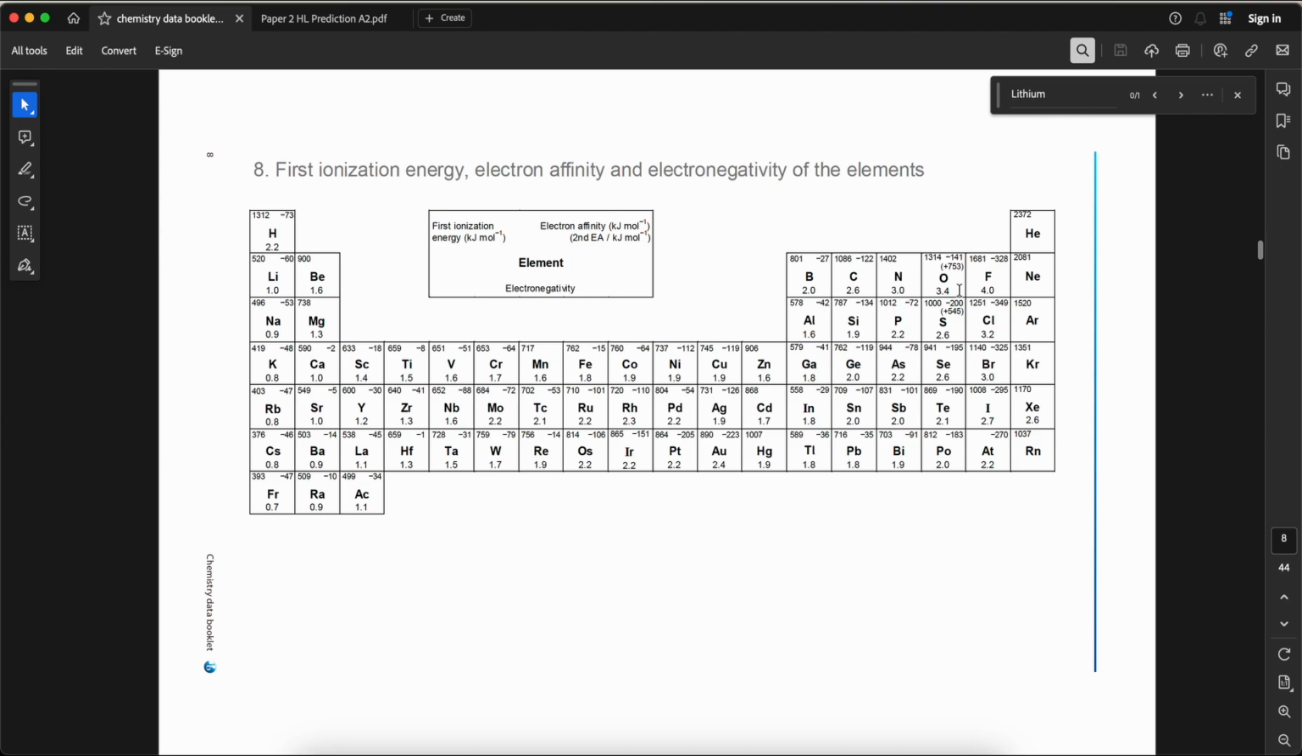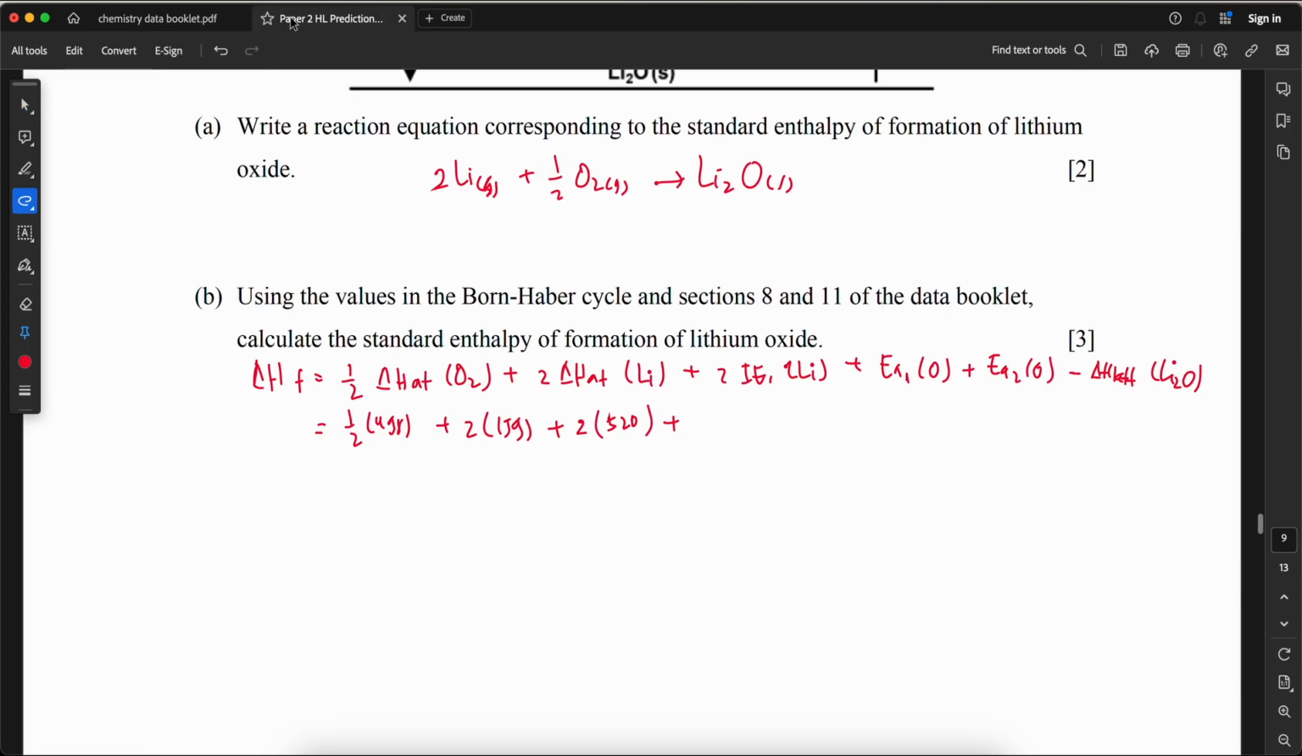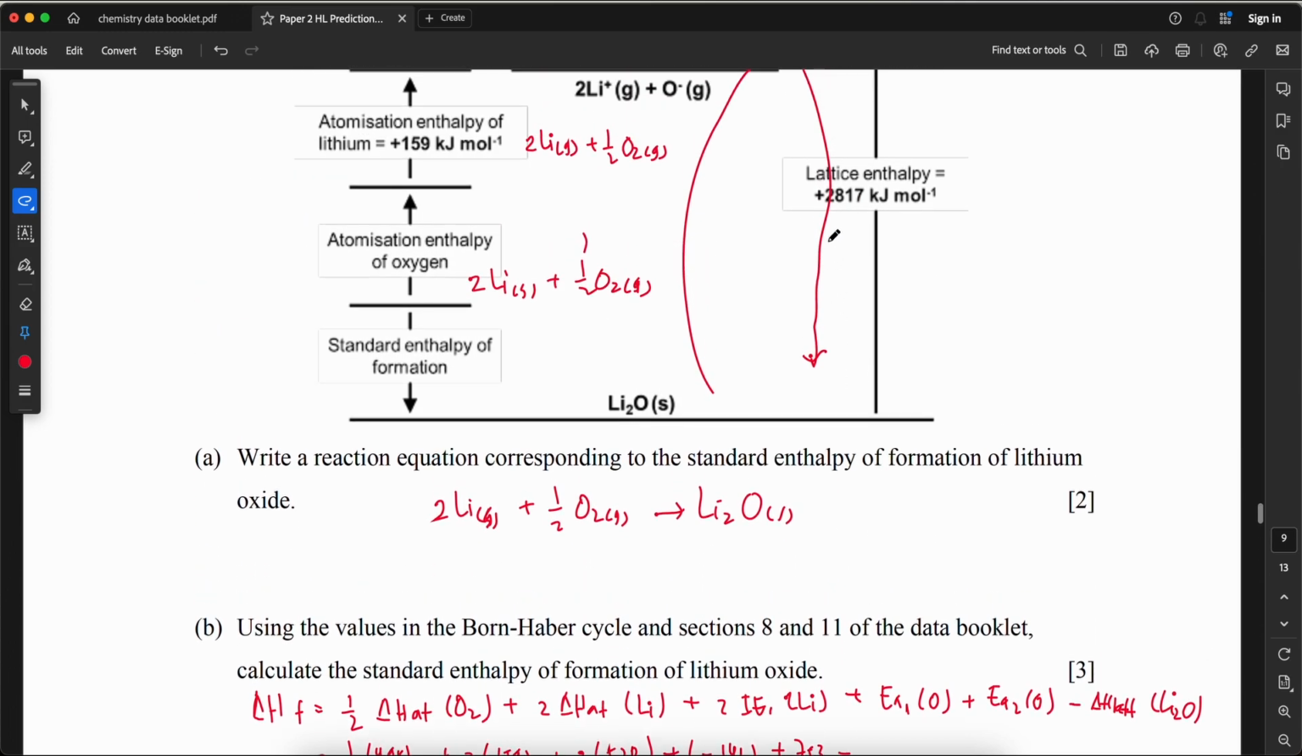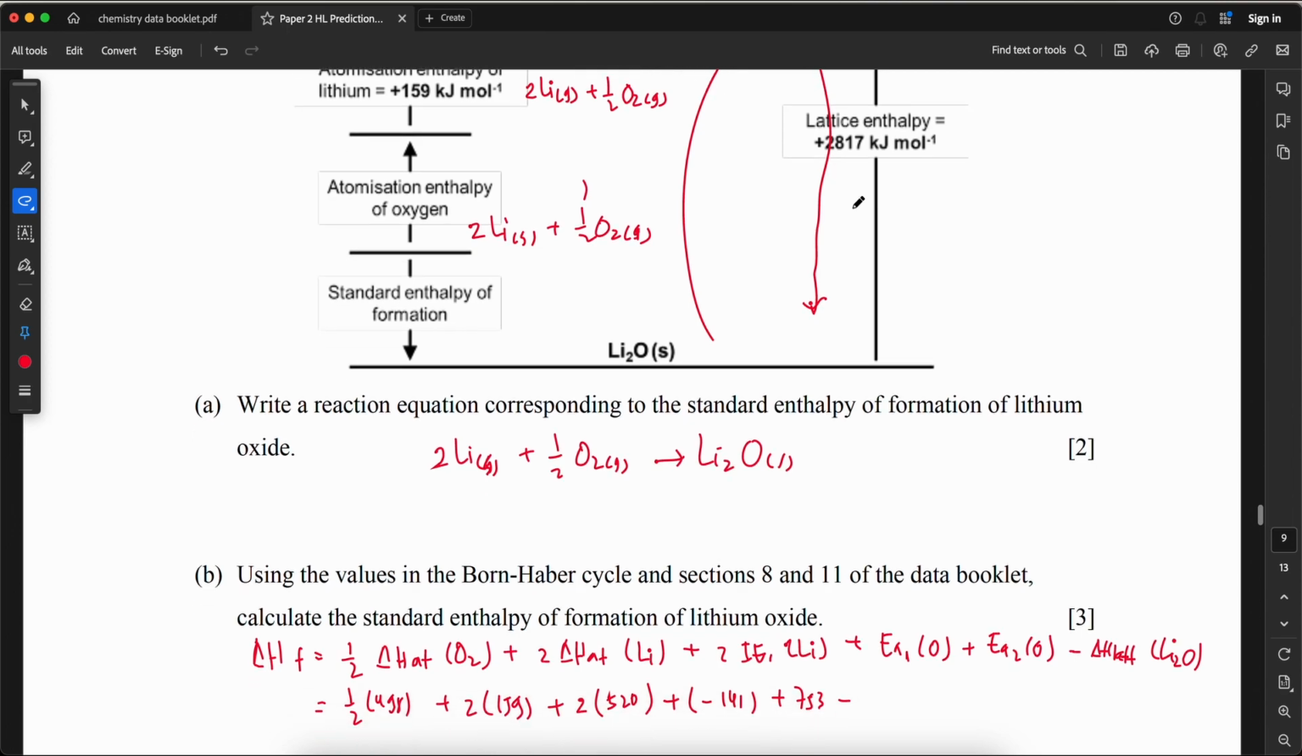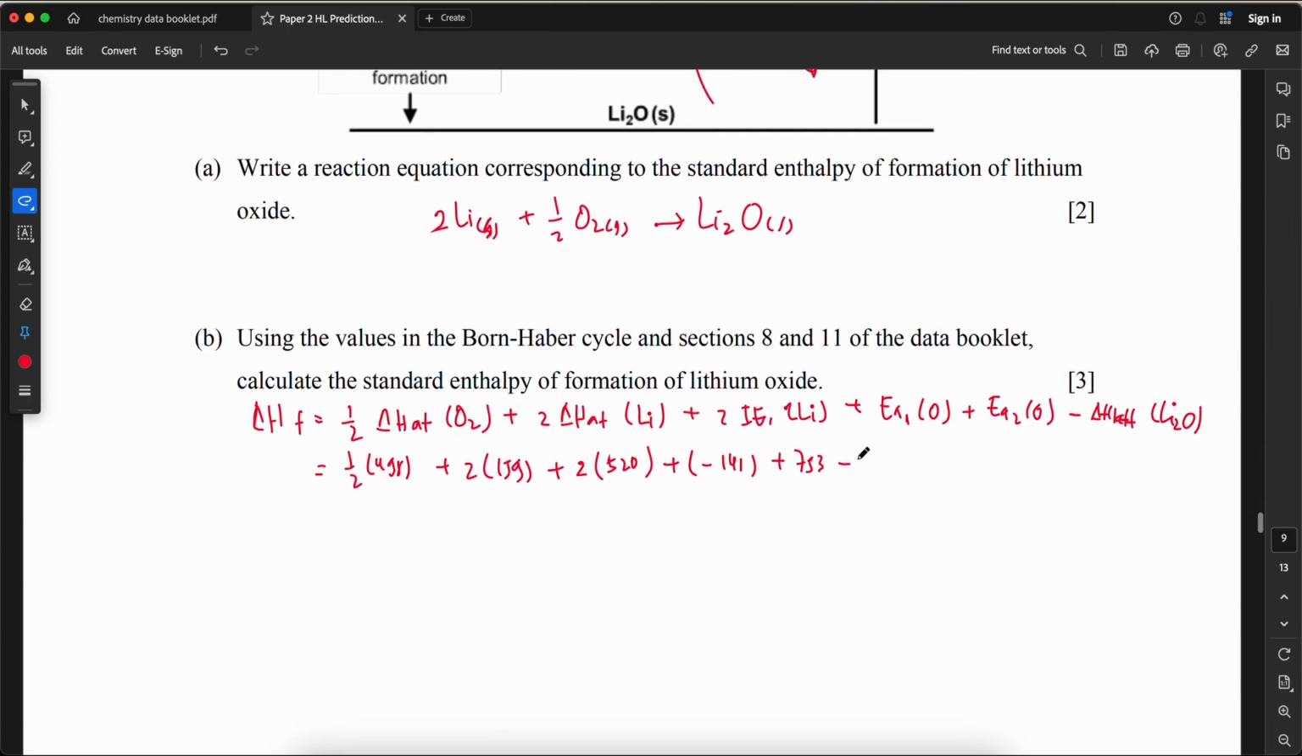So electron affinity of oxygen, negative 141 for the first electron affinity, and then plus 750 for the second electron affinity. So minus 141 plus 753 minus 2,817. Then you will get negative 598 kilojoule per mole.